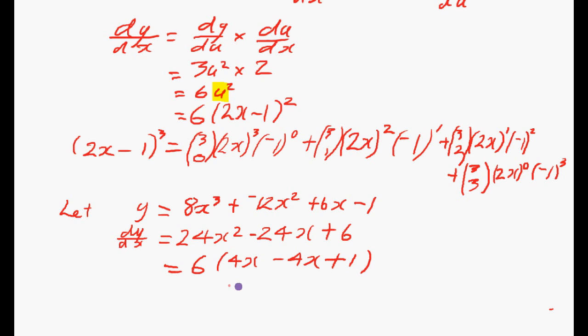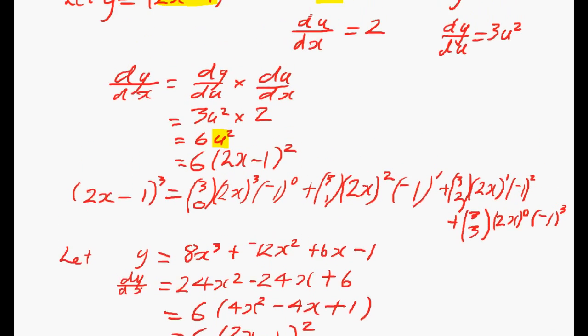6 into 24 goes 4. Don't forget your squareds. Now let's put that into brackets, and we can see that this is just going to be the same as this: 2x minus 1 all squared. 2x times 2x gives me the 4x squared, minus 1 times by the 2x gives me minus 4x, minus 1 times minus 1 gives me plus 1. So this is just the same thing. So we've shown that no matter which way we do it, we get the same answer.